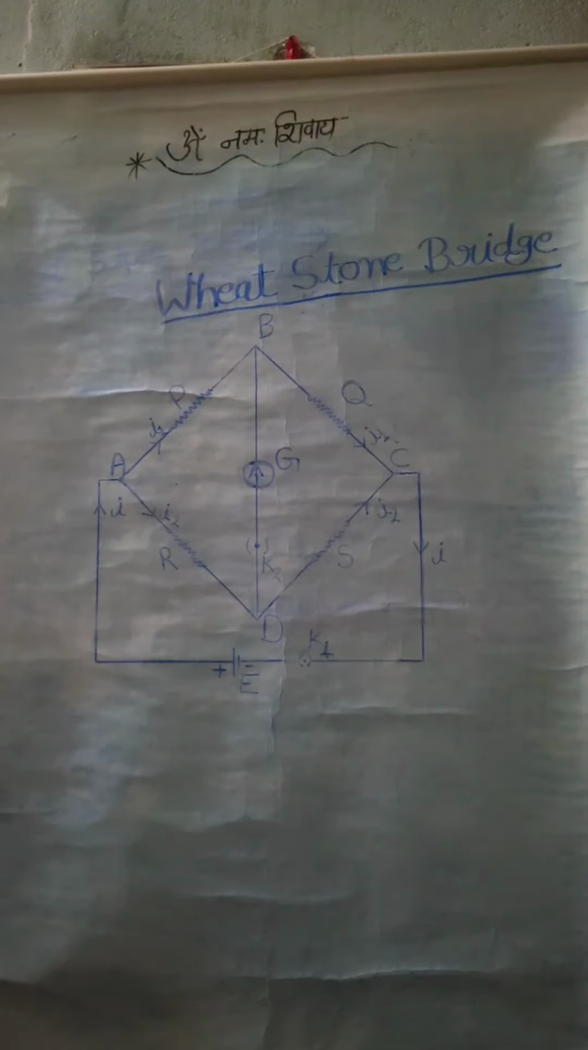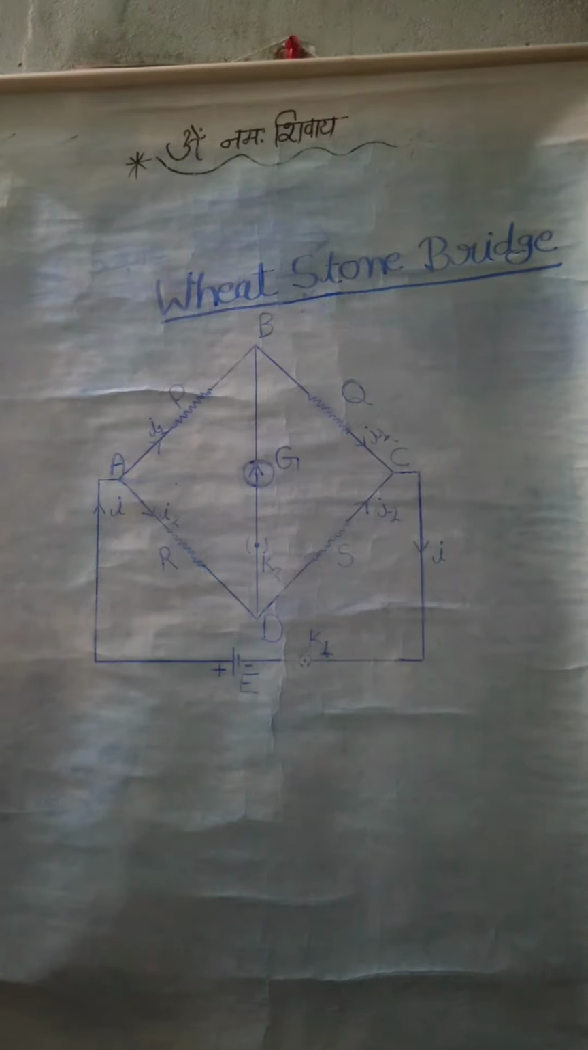Guys, our today's topic is Wheatstone bridge. Wheatstone bridge is an arrangement of resistance which is used to measure an unknown resistance of a conductor. The basic circuit of Wheatstone bridge is shown in the figure.